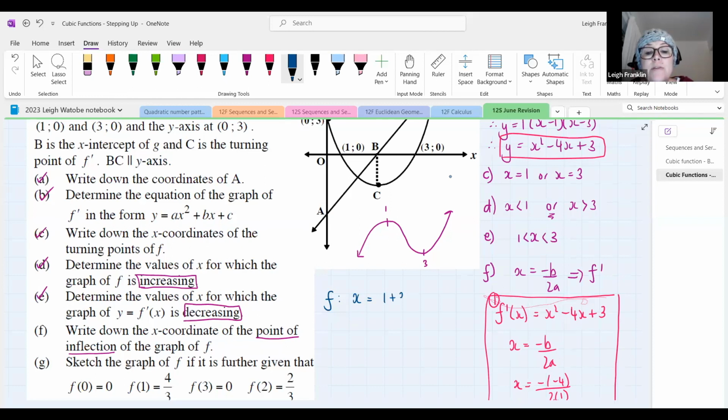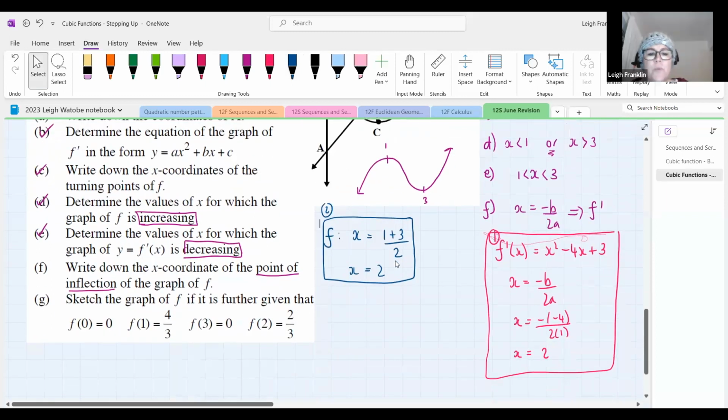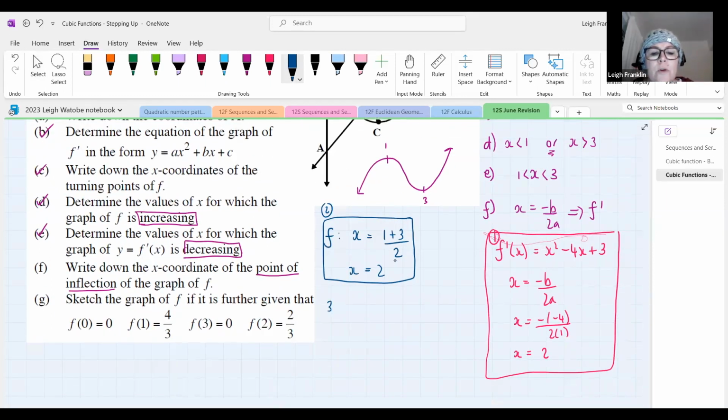So 1 plus 3 over 2 would give you 4 over 2, which would be 2. That would be the other way of being able to do it. If we had the equation of f, we could do it using the second derivative as well. In fact, no, I'm talking nonsense. We don't need the equation of f because we've got the equation of the first derivative.